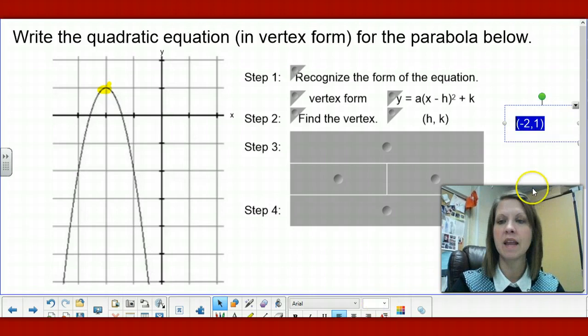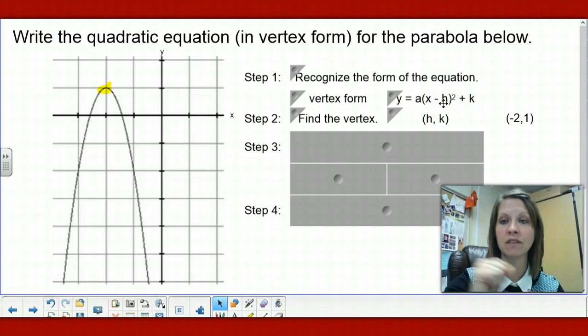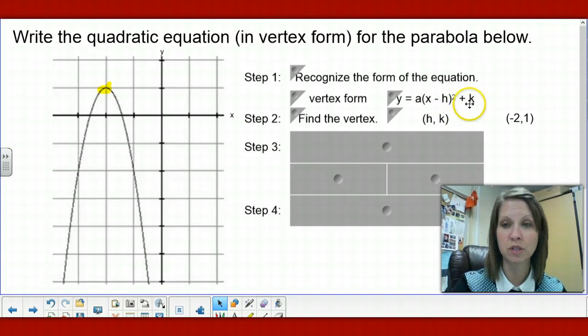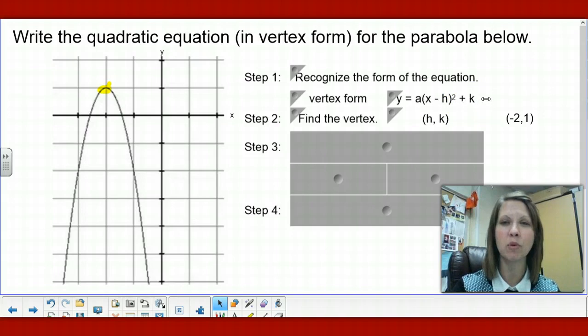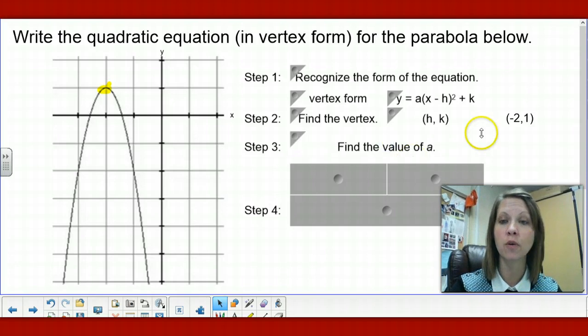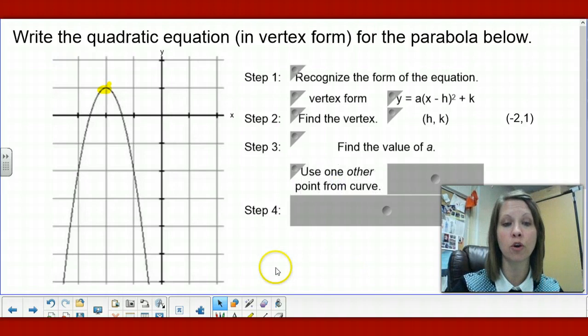All right. Now that will go into this equation as the h, x minus -2, which you can say x plus 2, and then plus the k, plus 1. Again, my board was acting weird, and it didn't save my changes when I wrote this out for you, so I apologize for that. All right, step 3. We need to find the value of a. We have identified h, we've identified k. Now we have to identify a. And we do that by using one other point from our curve.